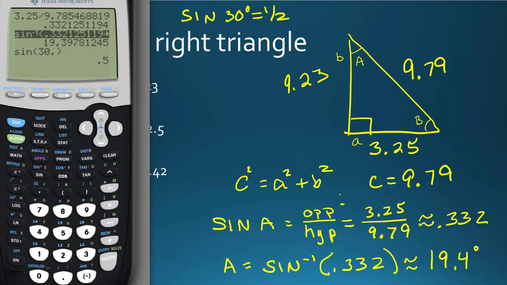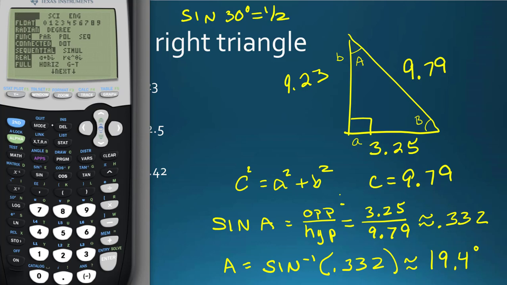The reason I care is if I'd plugged that in while I was in radians, it would have said that my angle was 0.33 something strange. So you definitely would know if something strange was happening, but that's why you always want to go ahead and check. So I'm going to go back to degrees.